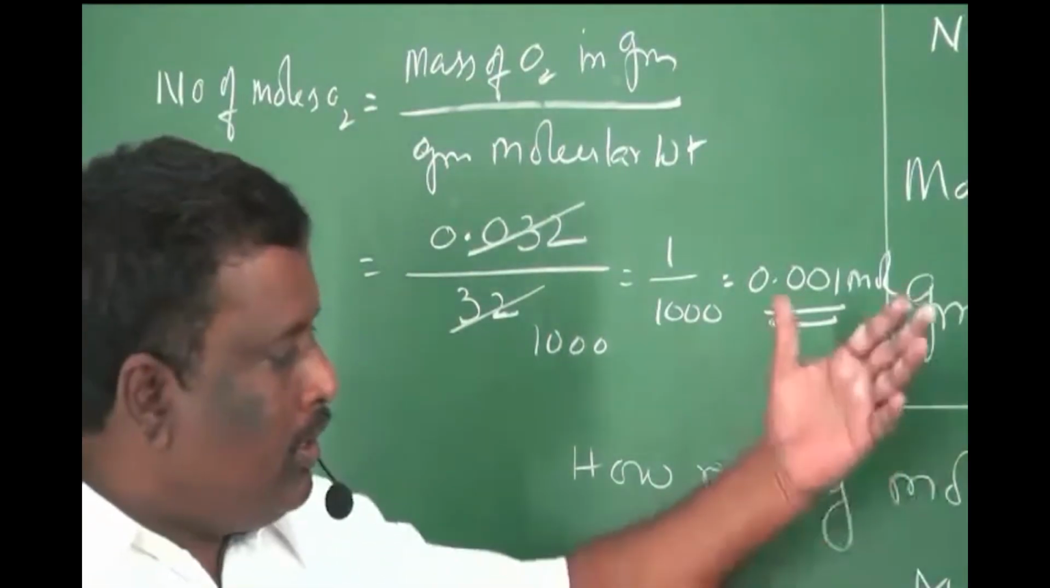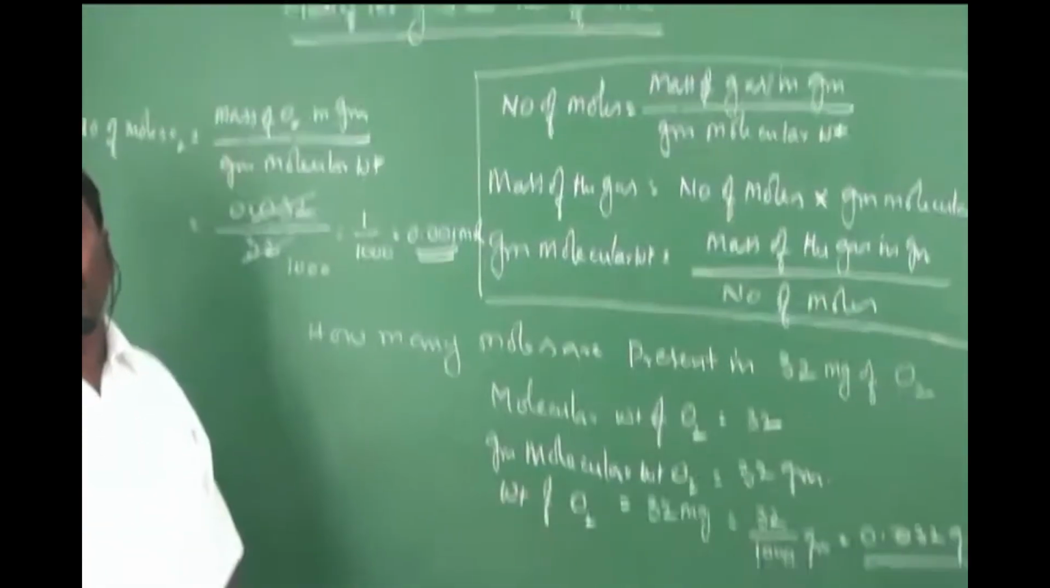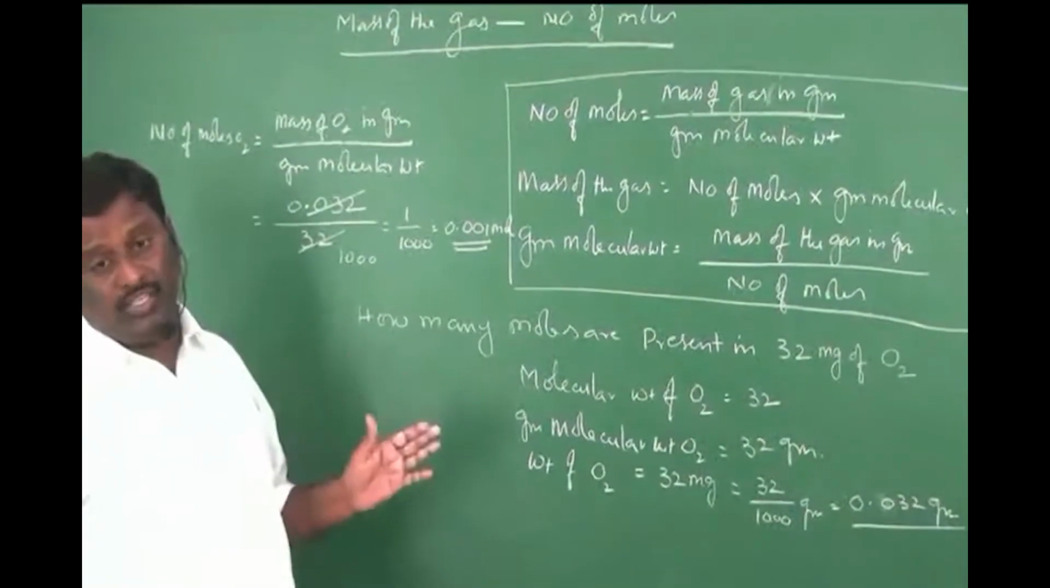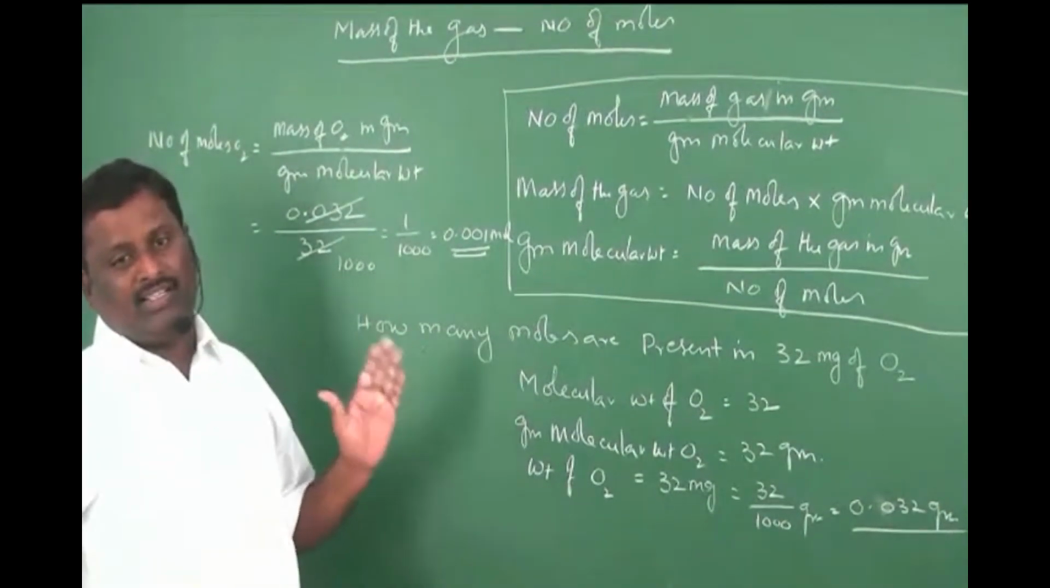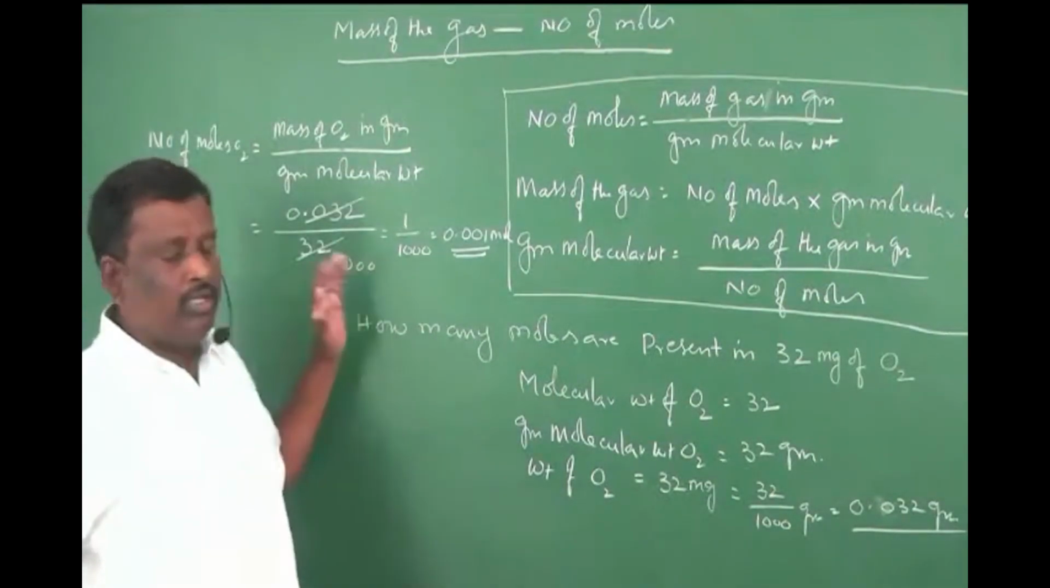So this is the relation between number of moles and weight of the gases. If the mass of the gases is given in units other than grams, the first thing that you have to do is convert that mass into grams. Then you should use the given formula to get the number of moles.